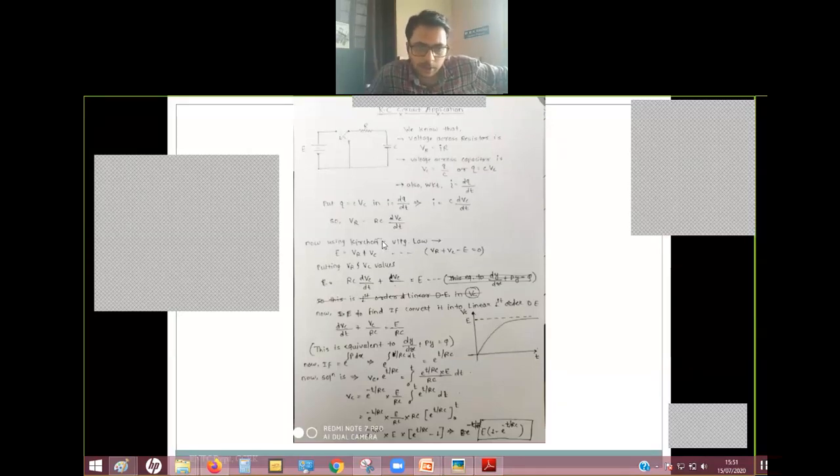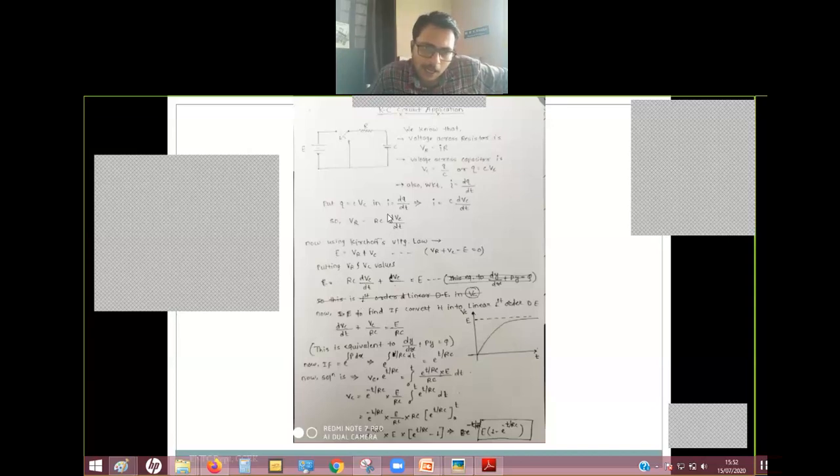Okay. Now using Kirchhoff's voltage law. What is Kirchhoff's voltage law? E will be equal to VR plus VC. Like in the earlier case E was equal to VR plus VL, only the inductor is replaced by a capacitor. That's why E is equal to VR plus VC. Now putting the VR and VC values, VC will be kept as it is because we are going to form the linear equation in terms of VC.